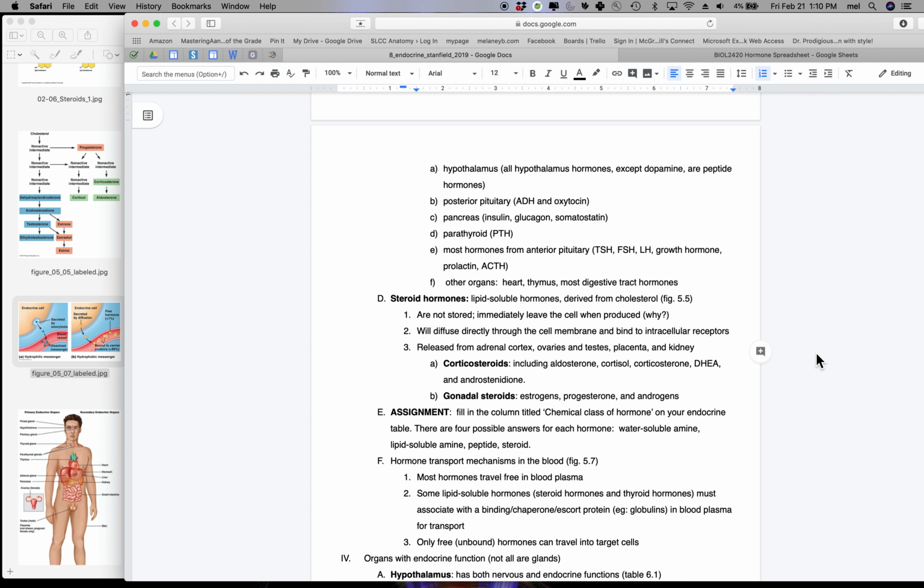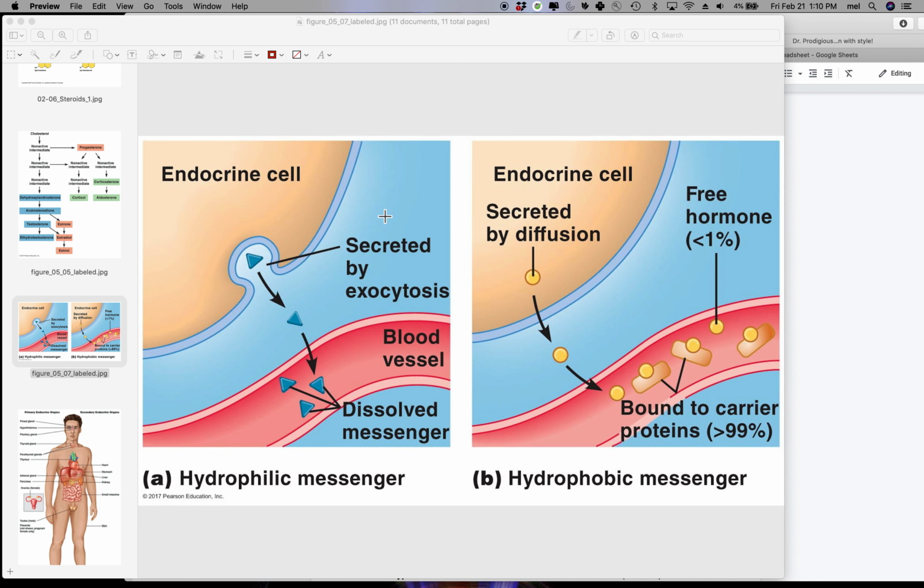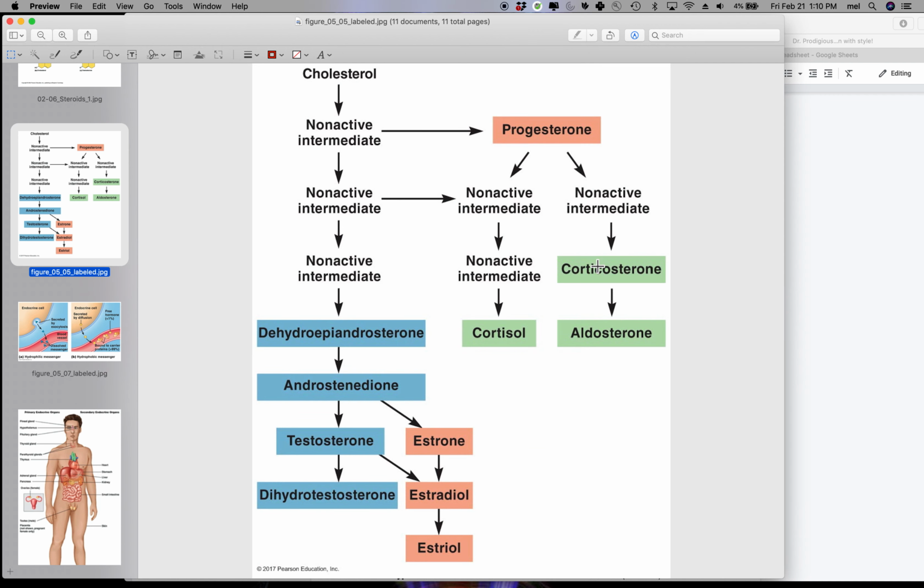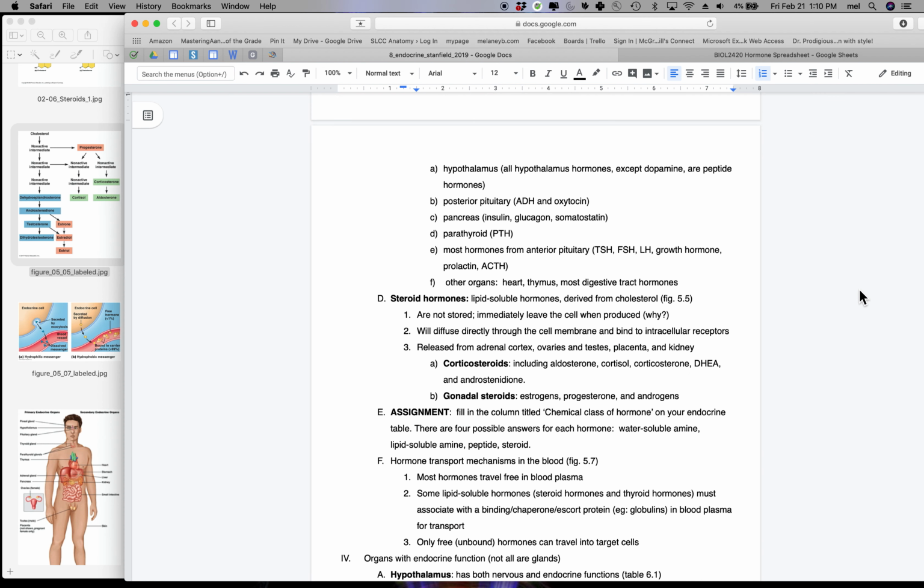And the primary places that release steroid hormones are the adrenal cortex. And these guys come from the adrenal cortex right here. Okay. In addition, some of these do as well. We'll get to that later. The ovaries and the testes, which are collectively called the gonads, and then the placenta and the kidney. We don't study those two yet.